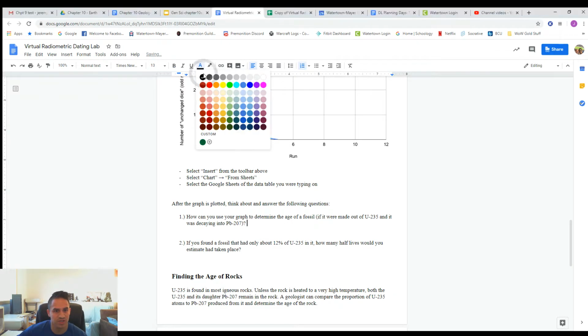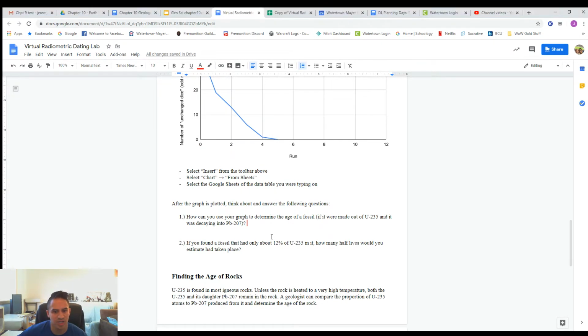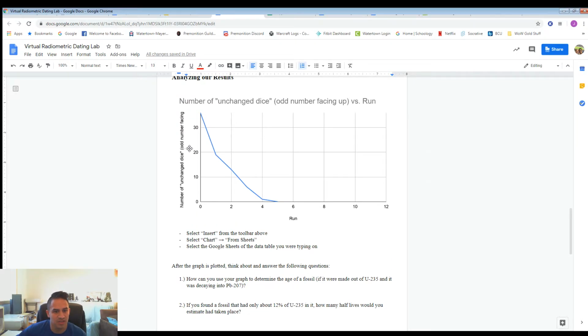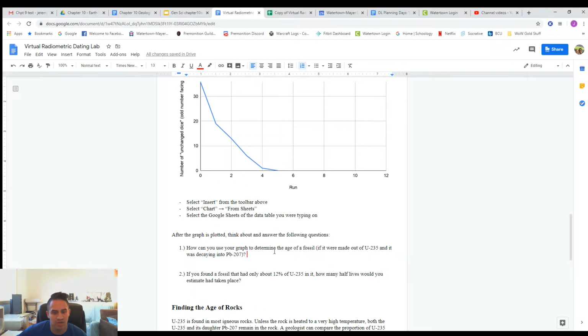The first question says, how can you use your graph to determine the age of a fossil, if it were made out of uranium-235 that was decaying into Pb-207? Imagine that this graph is in percentages, so the very first one is 100% uranium, then halfway down is about 50%, then 25%, and so on. We could use this graph to determine how many half-lives have occurred in a fossil by getting a percentage of the fossil and looking on our graph. Say we found a fossil that was 50% uranium. We could look on our graph, find roughly where 50% is, and see how many half-lives have happened, which might be 1 or 2 or something along those lines.